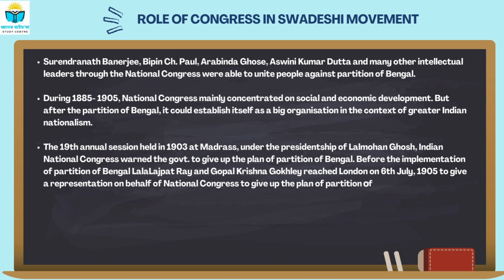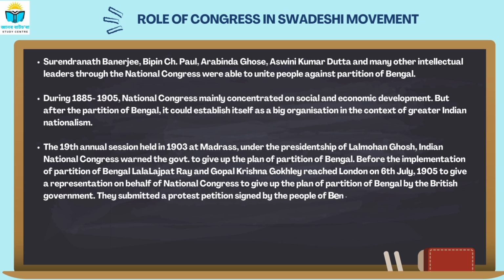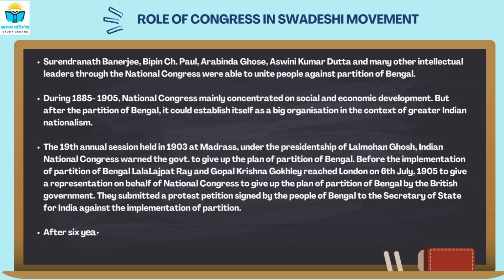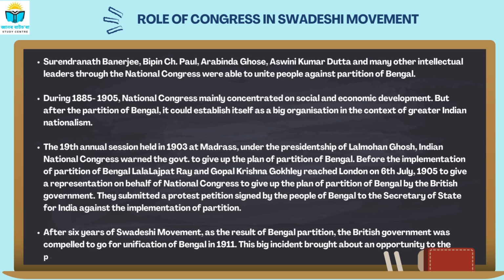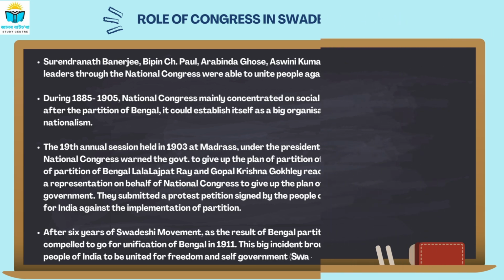Before the implementation of the partition, Lala Lajpat Rai and Gopal Krishna Gokhale travelled to London on the 6th of July 1905. Representing the Congress, they submitted a petition signed by the people of Bengal to the Secretary of State for India, strongly protesting against the partition. After 6 years of the Swadeshi movement, the British government was forced to annul the partition in 1911. This victory gave a major boost to the nationalist movement and strengthened the people's desire for freedom and self-government, Swaraj.